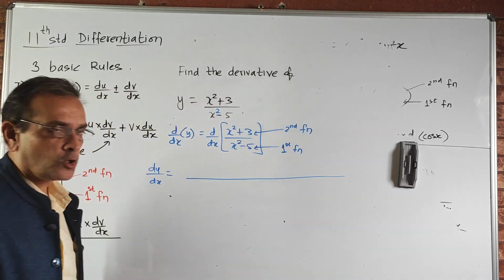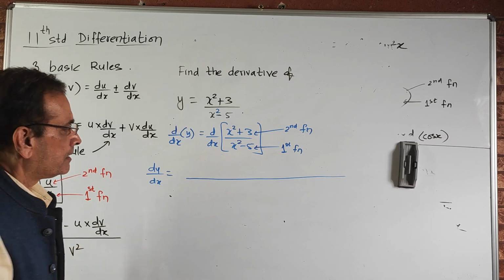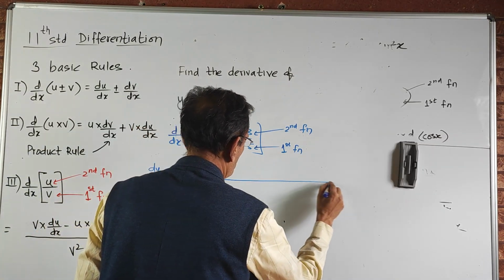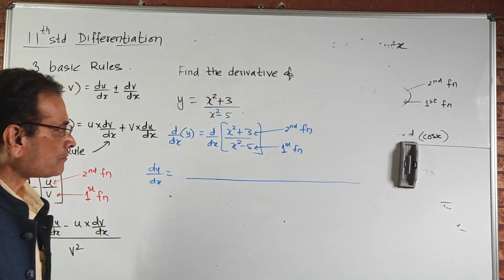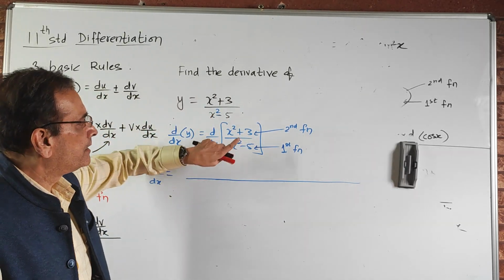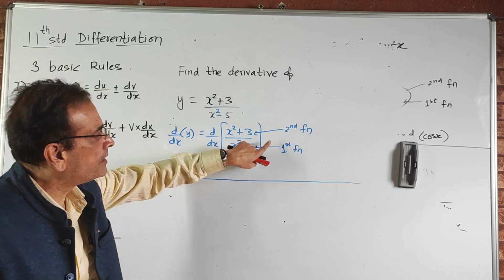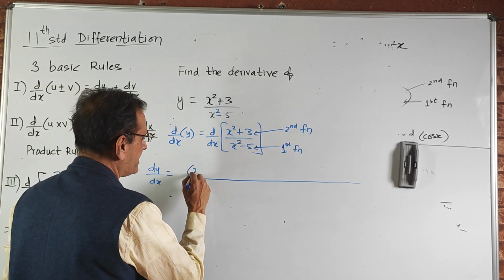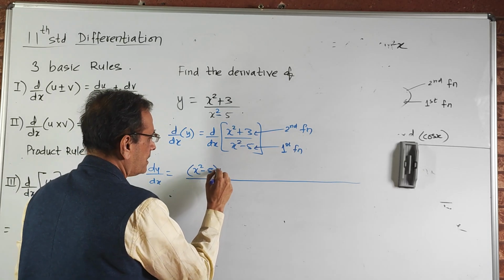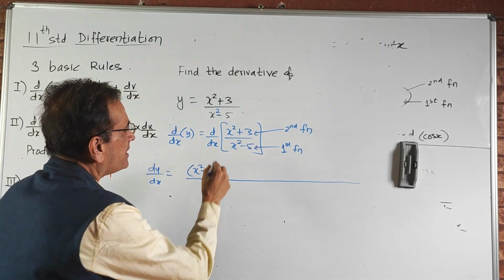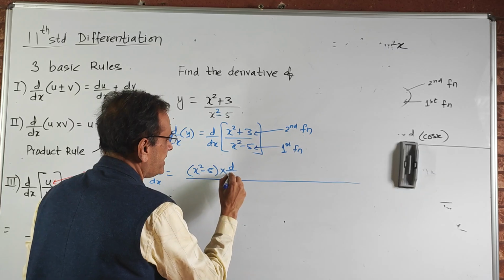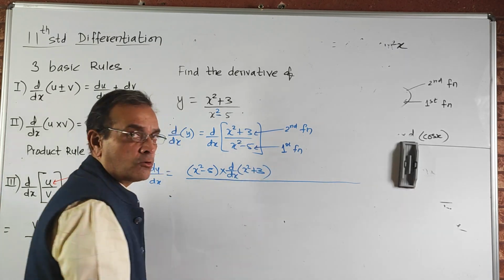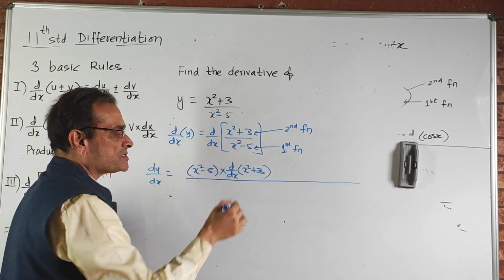बड़ी लाइन ड्रॉ करनी है क्वोशंट रूल के लिए. ऊपर क्या लिखेंगे? फर्स्ट फंक्शन डेरिवेटिव ऑफ सेकेंड. अभी कैसे लिखना है देखो. फर्स्ट फंक्शन है एक्स स्क्वायर माइनस 5. डेरिवेटिव ऑफ सेकेंड मीन्स डी बाई डी एक्स ऑफ एक्स स्क्वायर प्लस 3. ये हुआ फर्स्ट फंक्शन डेरिवेटिव ऑफ सेकेंड.